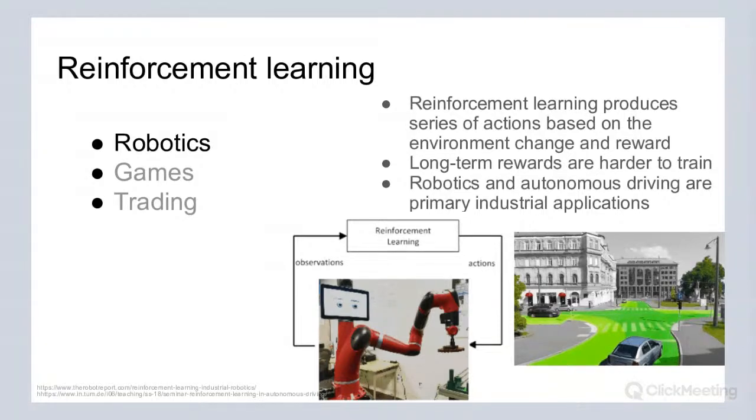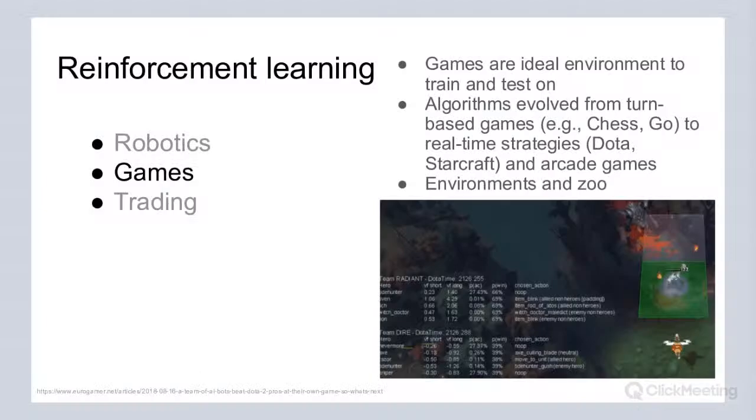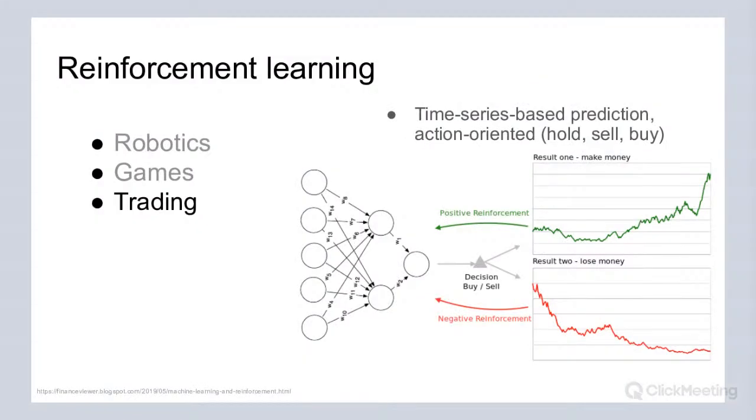I think I have to skip the reinforcement learning, but just in a few words, it's when you have a different perspective on machine learning problems. You produce a series of actions based on the environment change and reward. It's hard to train and still developing, but it's already used in a lot of ways. For example, the neural network predicts an action and does it each time. It's used in robotics, in gaming, and it may be used in trading as well, to not only make nice predictions of the price, but do the right actions to sell or buy, for example.